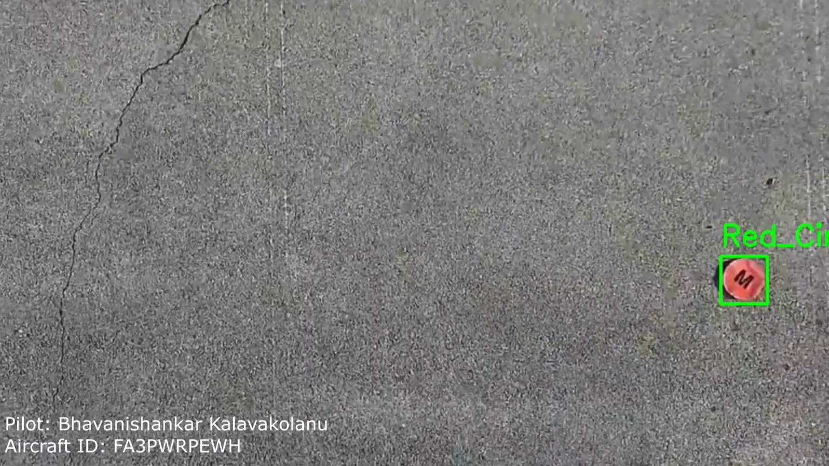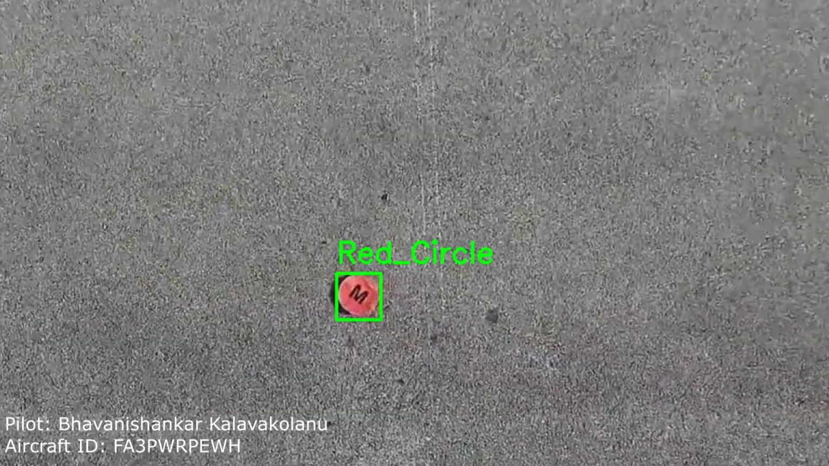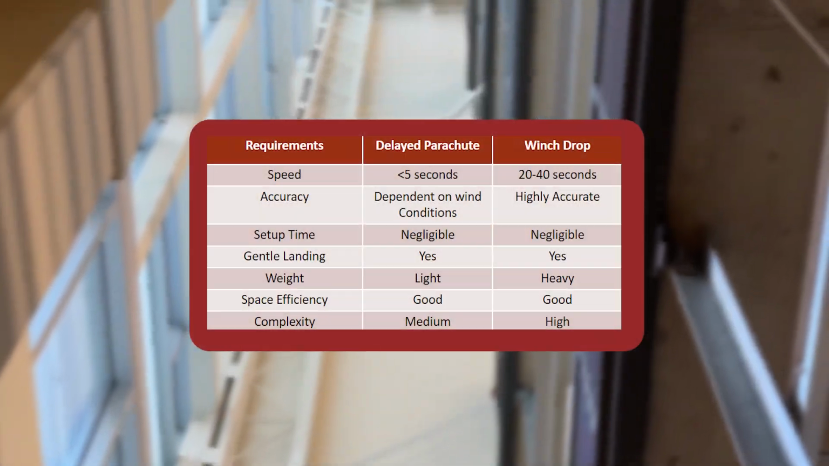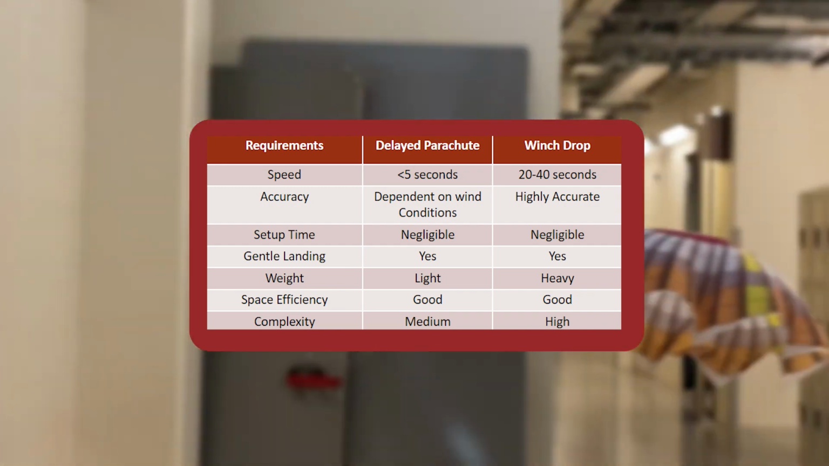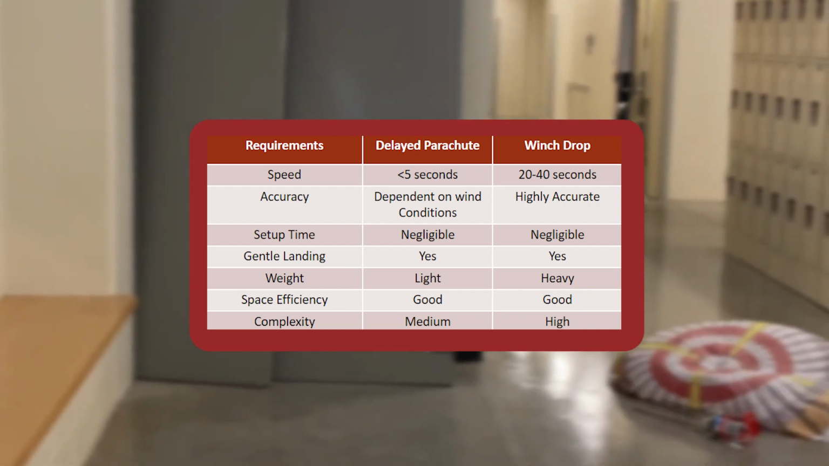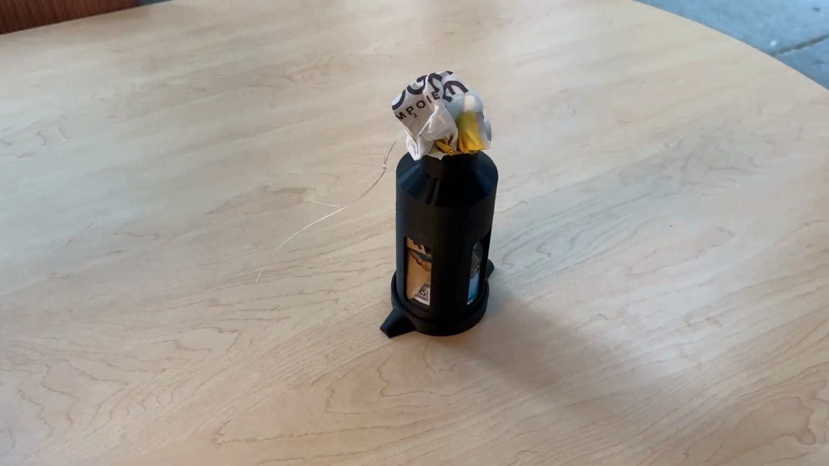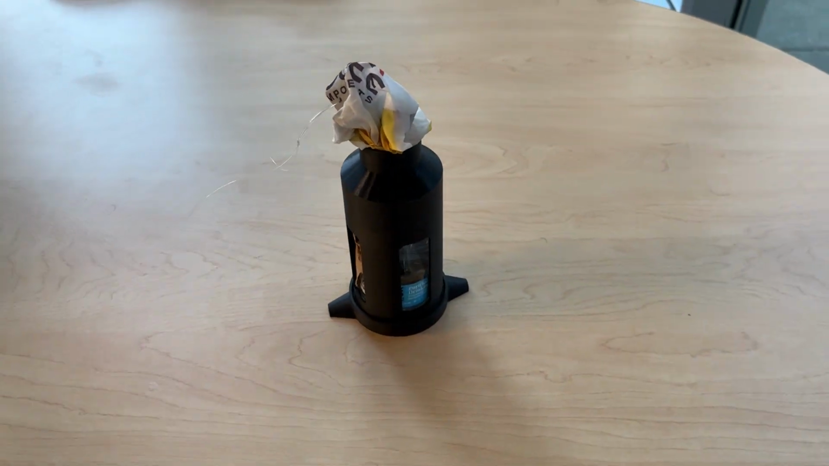The camera also came with an axis stabilization system, which ensures image quality is not affected by drone vibration or movement. For the payload mechanism, the team was between two designs, a delayed parachute deployment system and a winch system. After analyzing 7 different requirements, the team concluded the delayed parachute would be more effective due to its speed of drop, weight saving, and comparable accuracy to the winch.